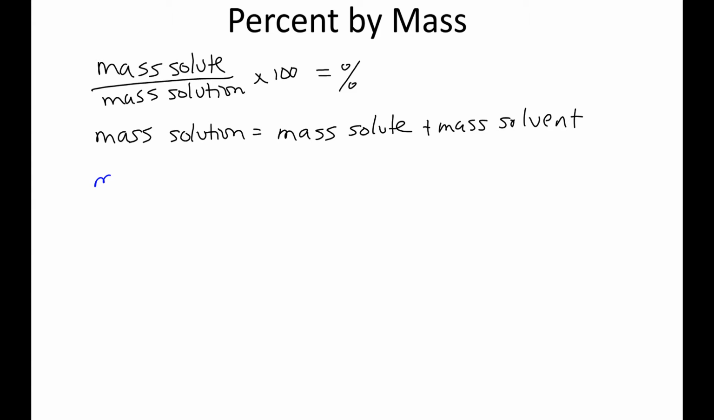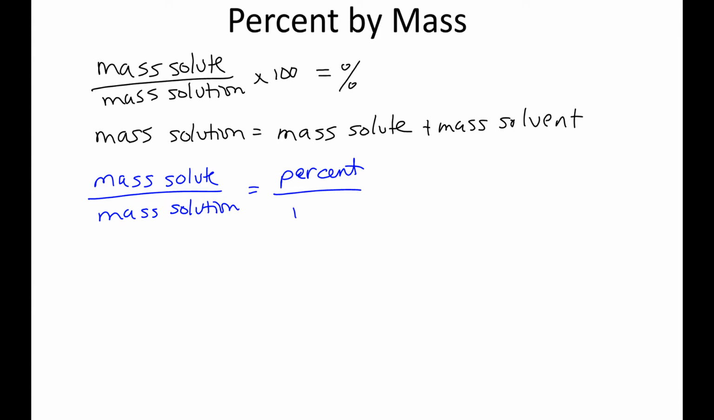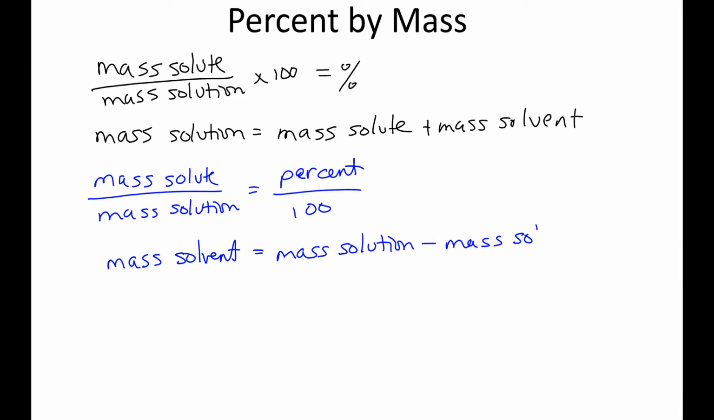So that is still the mass of the solute over the mass of the solution. This time it's going to equal the percent, the number that has the percent attached to it, divided by 100. Okay? And if you're asked to find the mass of the solvent, you calculate the mass of the solution, and then you subtract the mass of the solute. And that will give you the mass of the solvent.